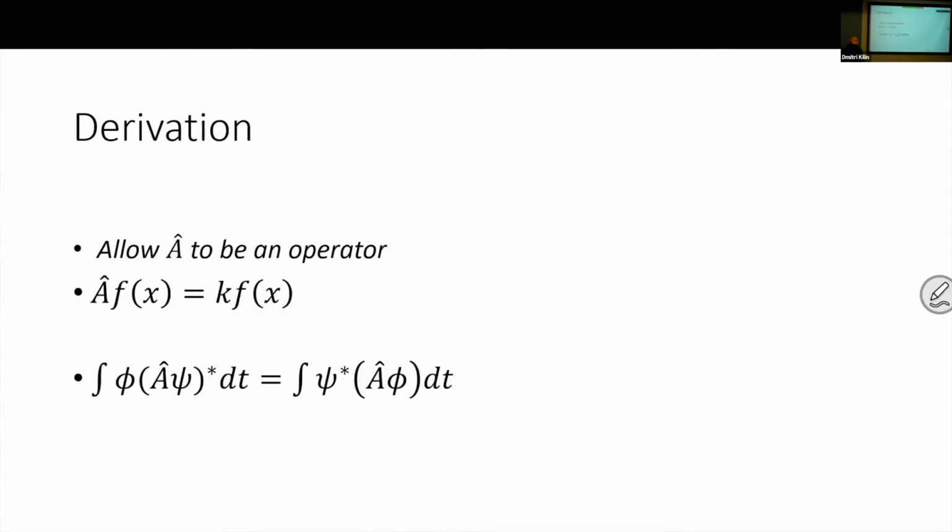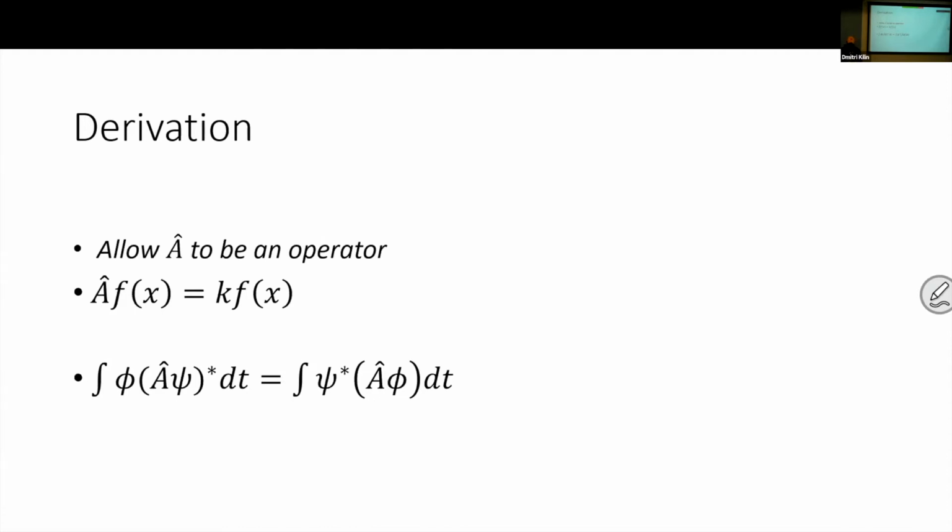So now what can this be used for? If you go through some derivation of it, if you let A hat be an operator and f of x be a function on which A hat can act, if A hat operating on f of x returns the same function f of x multiplied by a constant, then f of x is an eigenfunction of A hat with eigenvalue k. And you can see that in the first equation.